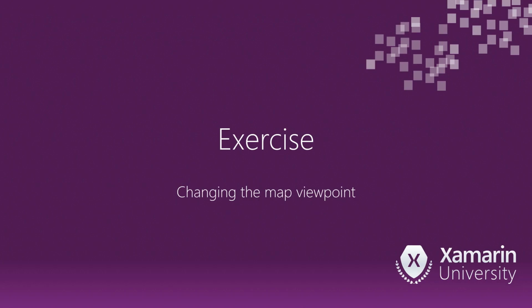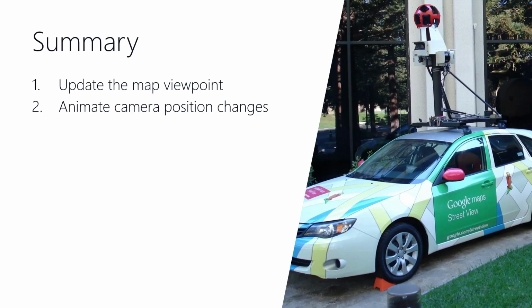And let's finish up with our last exercise, and we're going to use the camera APIs and change the map viewpoint. Pause this video, come back when you're complete. So now we've seen how to change the map viewpoint and to animate those to provide a nice, pleasing experience for the user.